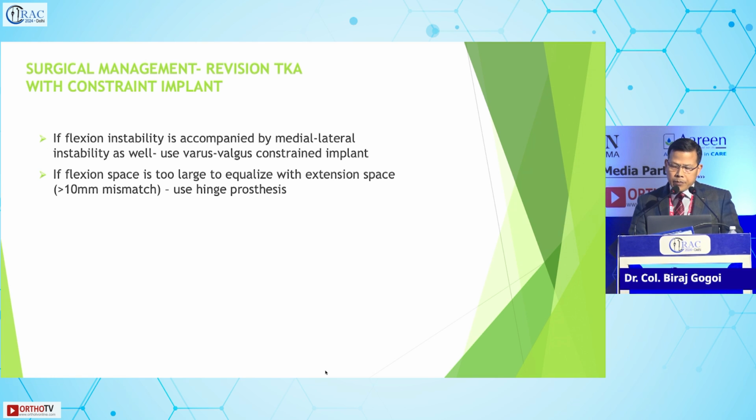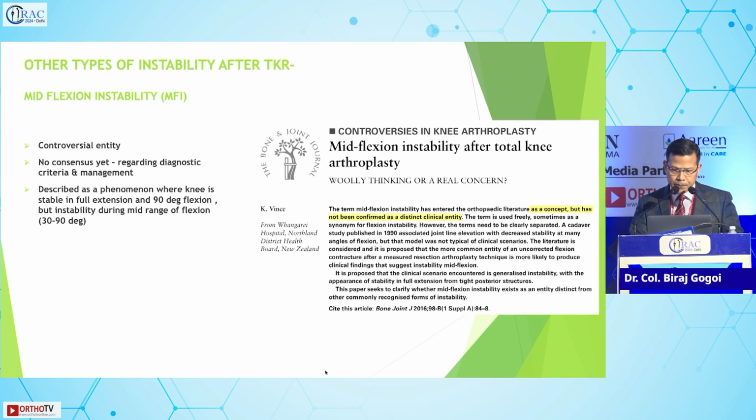Flexion instability can be accompanied also by medial lateral instability as well, in which case one needs to use a varus valgus constraint implant. And in some situations of flexion instability, flexion space is too large to equalize your extension space. If the mismatch is more than 10 millimeter, then one has to go for hinge prosthesis in such cases.